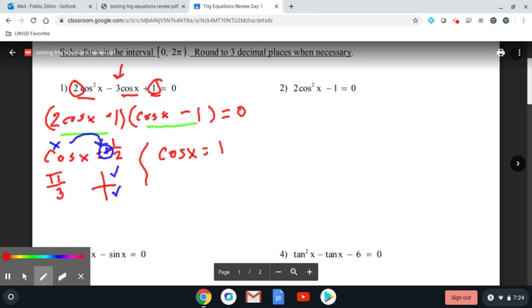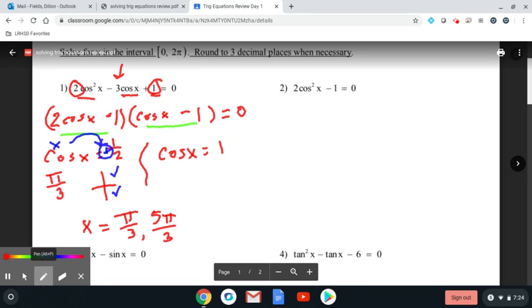So two of your answers for x from this left side: in quadrant 1, we get pi over 3. And then in quadrant 4, we go one pi over 3 less than 2 pi, which would end up giving us 5 pi over 3.